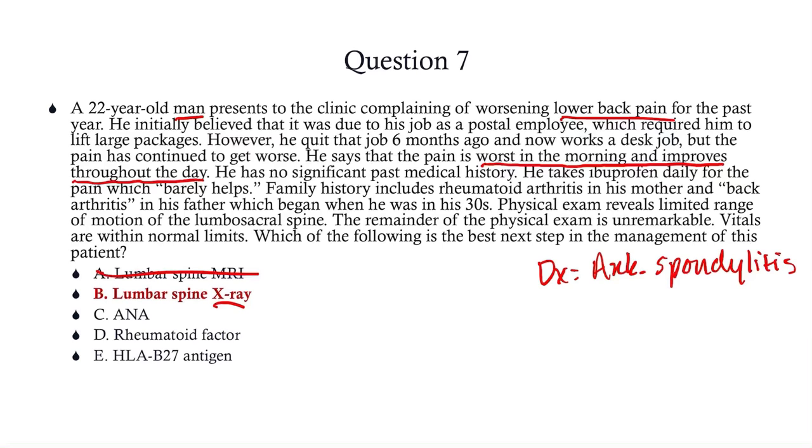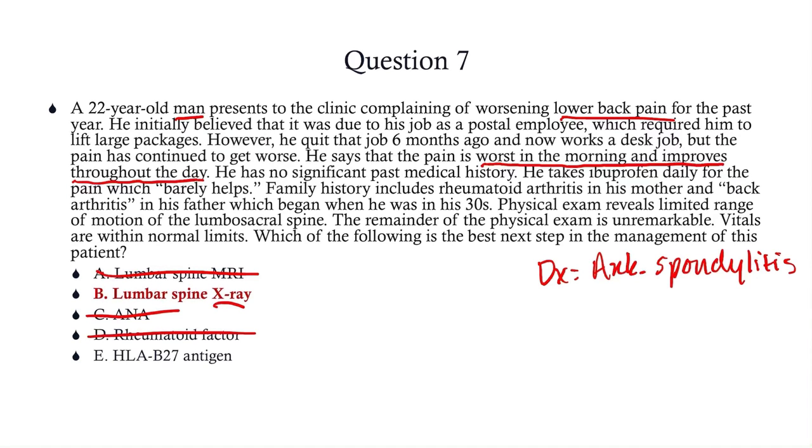ANA, probably not going to help you. That would be something we would think of if this were joint pain, possibly related to lupus. That is something that, again, does not tend to happen in men. But could you order it as part of your workup on CCS? Sure, why not? Throw it in. But this is not going to help you.